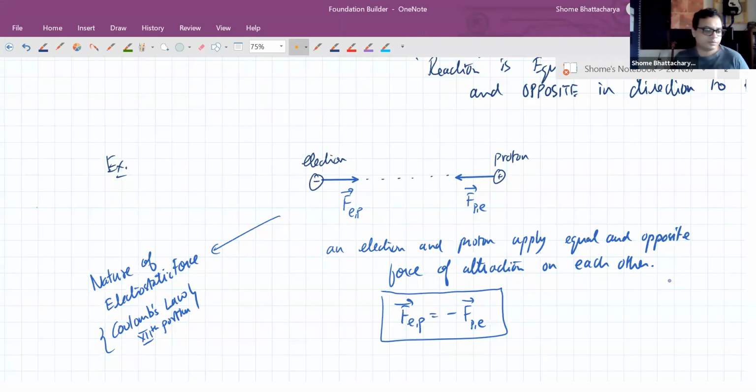So it's a universal law. It applies to two fundamental particles of nature. It applies to two rigid bodies. It applies to two gigantic planets or a planet and a star applying gravitational attraction on each other. It applies to everything.